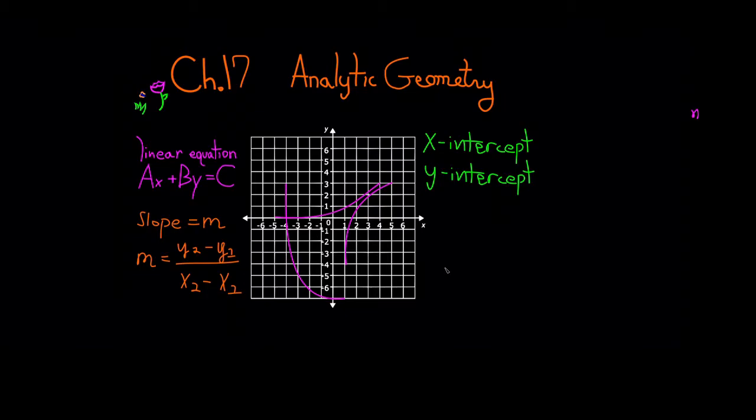Two other terms we have to be aware of in this chapter are x-intercept and y-intercept. An x-intercept is the point on a graph where the equation intersects the x-axis. And the y-intercept is the point on the graph where the equation intersects the y-axis. So intercept just means passes through in this case, where the y-axis intercepts the equation.